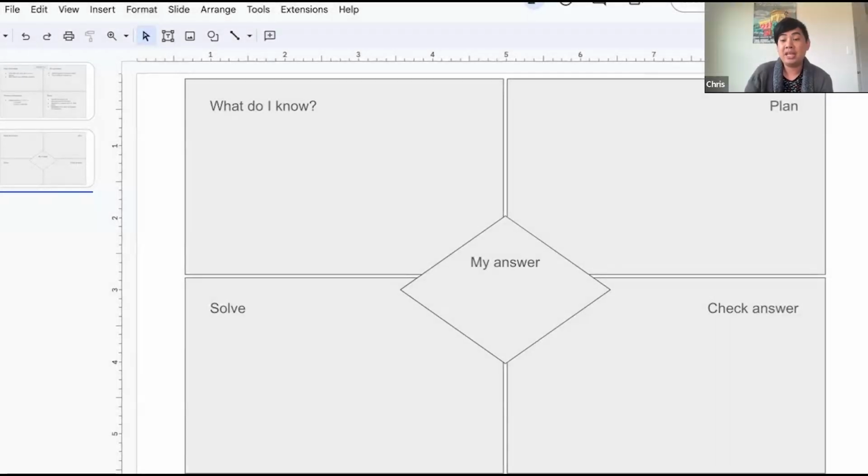In math, there are many word problems that students need to answer. And for a student, it's really difficult to figure out, well, what are we trying to solve? And how do you synthesize all of the information given in that word problem?